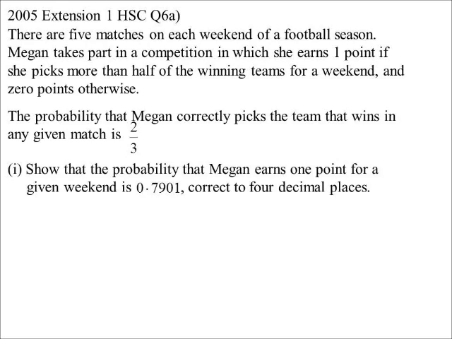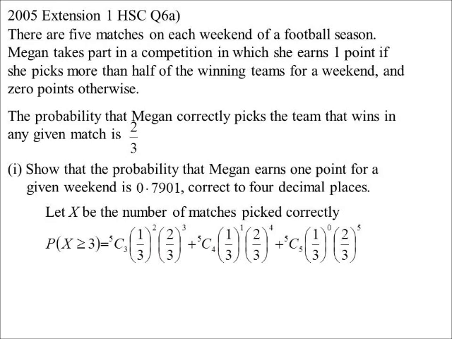So the first thing we have to work out is the probability that she earns 1 point for a weekend is 0.7901. So in order to get 1 point, she has to pick more than half of the winning teams, and there are 5 matches. So if X is the number of matches picked correctly, we need X greater than or equal to 3 to get 1 point. We need a majority of teams. And there's 5 matches, so 5C3, 5C4, 5C5, and so on.